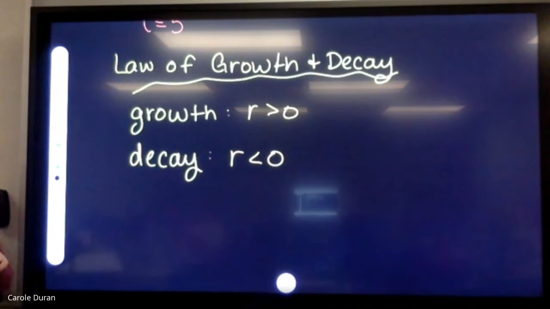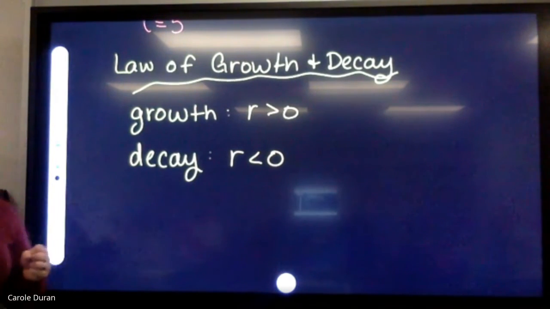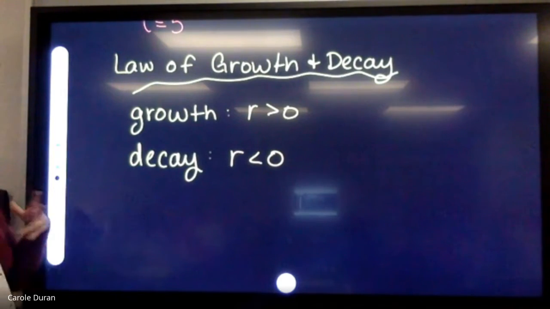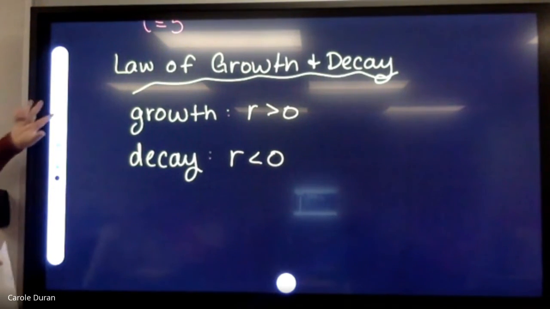Of course, that's more formally written in your notes, but who needs that? So we're going to do 3 more examples that will be both growth and decay, so you can kind of see what I'm talking about and how that works.